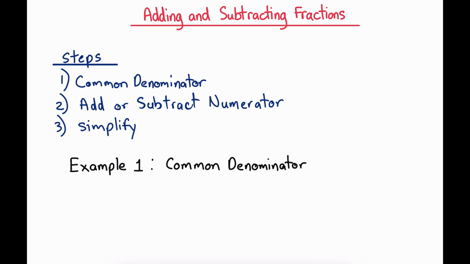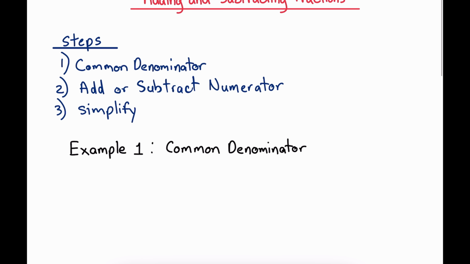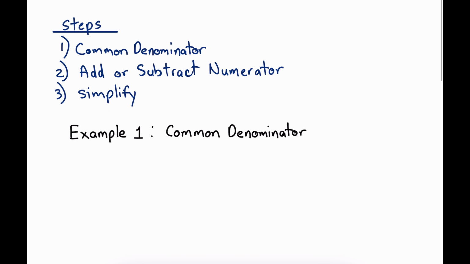So let's dive in. The good news with adding and subtracting fractions is that there are 3 easy steps. The first thing you want to do is find a common denominator. Once you find a common denominator, then you want to add or subtract the numerators. And once you do that, then you want to simplify. So let's dive in with the first example, with a common denominator.